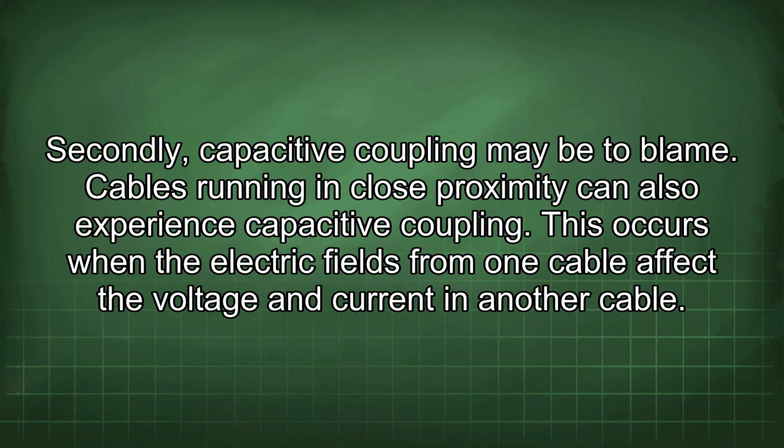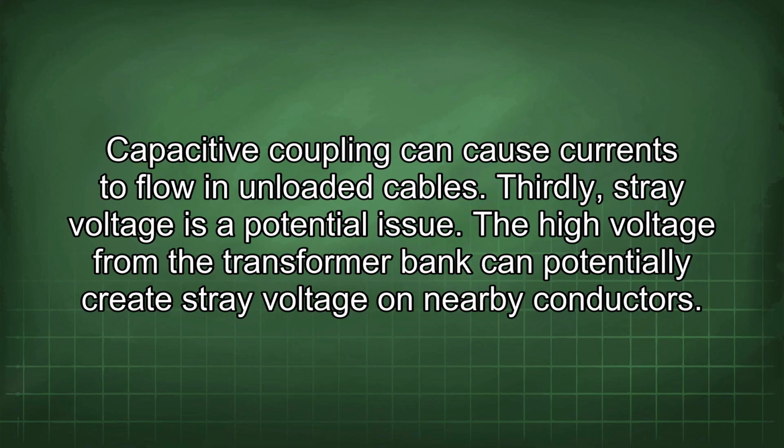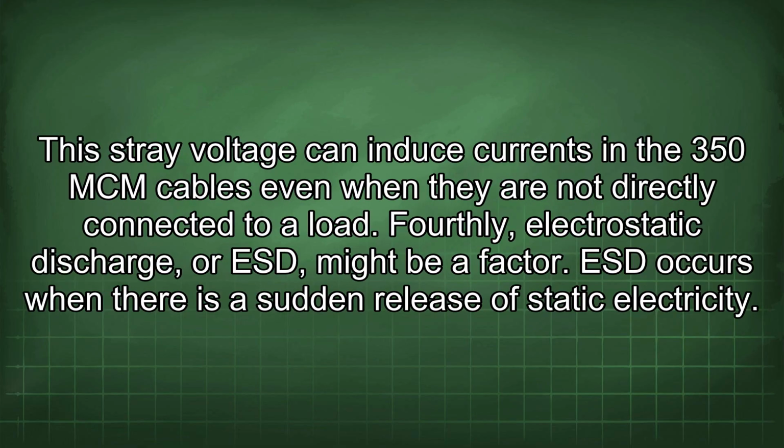Secondly, capacitive coupling may be to blame. Cables running in close proximity can also experience capacitive coupling. This occurs when the electric fields from one cable affect the voltage and current in another cable. Capacitive coupling can cause currents to flow in unloaded cables. Thirdly, stray voltage is a potential issue. The high voltage from the transformer bank can potentially create stray voltage on nearby conductors. This stray voltage can induce currents in the 350 MCM cables even when they are not directly connected to a load.